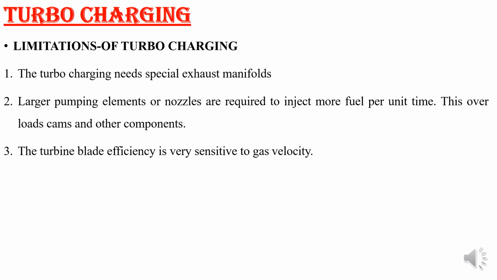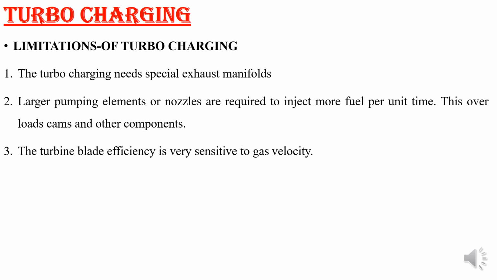And turbine blade efficiency is more sensitive to the gas velocity. So variation in the gas velocity on a regular basis will affect the turbine blade efficiency. So that means conversion of the isentropic process may not be able to be done. So that is the thing.